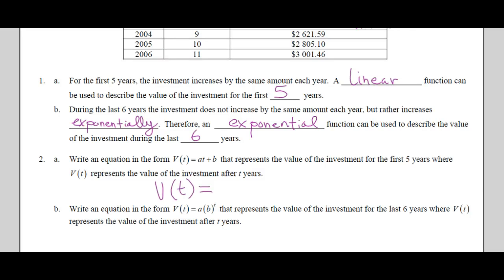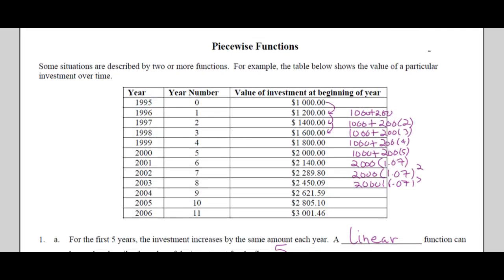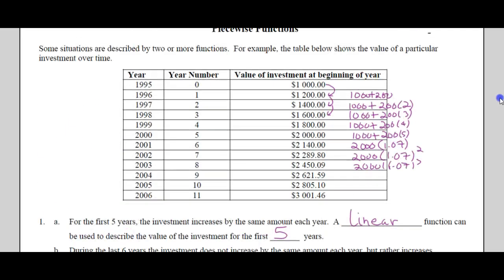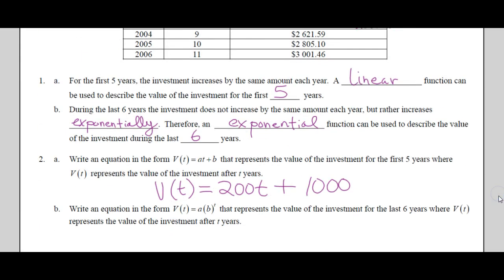V of t equals something t. What's the something? 200t plus 1,000. Right? It's always good to try it out with a value or two, just to check. Okay, if I put a 1 in there, I get 1,200. That's good. I put a 0 in there, I get 1,000. I put a 5 in there, I get 2,000.